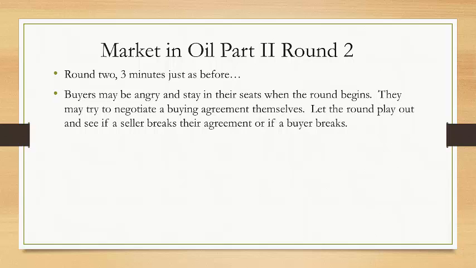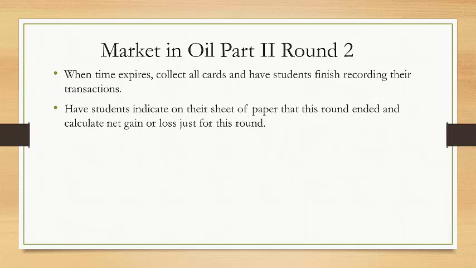The buyers may not get out of their seats initially. If need be, I tell them they will take a loss of the face value of their card if they do not make at least 1 transaction. Usually the agreements on price will be broken. When the round ends, collect all cards and have students calculate the gains and losses.